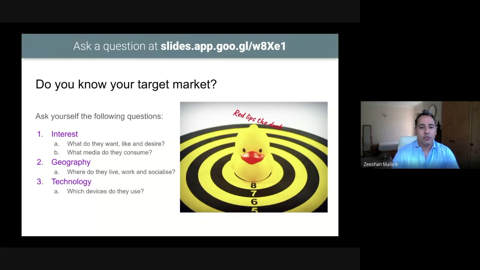Then think about the geography. Where do they live? Where do they work? How do they socialize? So identifying the locations. Then on a technology basis, which devices do they use? Are they on iOS? Are they on Android? Do they use a PC laptop? Do they use a MacBook? Once you know the answer to these questions, you can actually take some time and really start to carve out your target market in more detail.